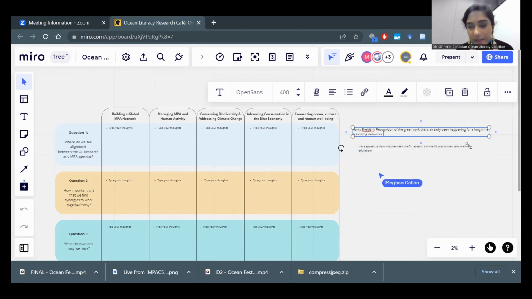And honestly, I feel like that applies across all of these themes, whether it's building the global MPA network, managing human activity, because all of this does happen at a local level.